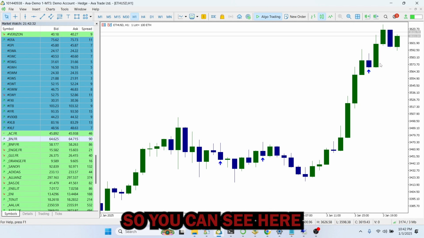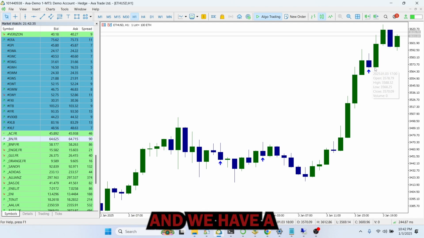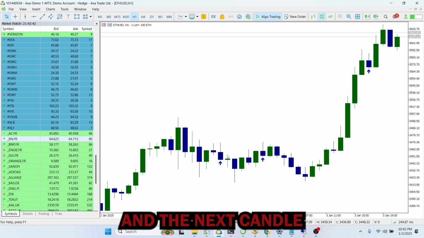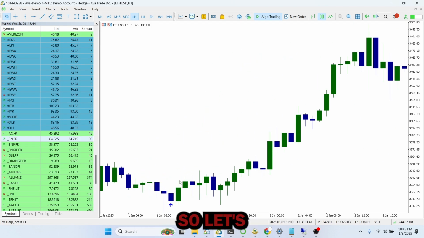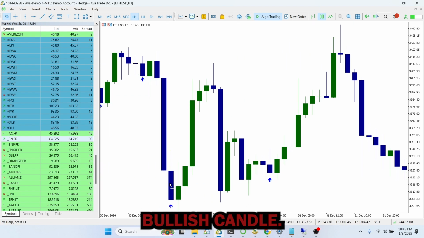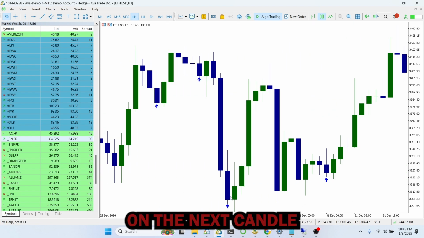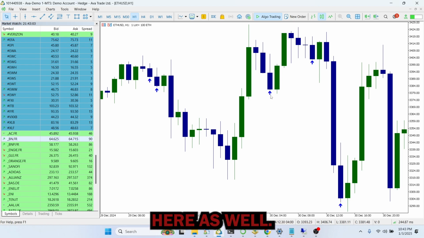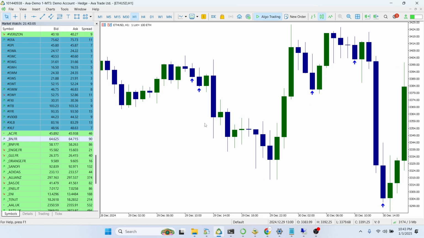So you can see the pattern occurred here and we have a bullish candle here. The pattern occurred here and the next candle was also a bullish candle. Let's scroll backwards. You can also see the pattern occurred here and the next candle was a bullish candle. The pattern occurred here as well, and here, and here, and each time the next candle was a bullish candle.